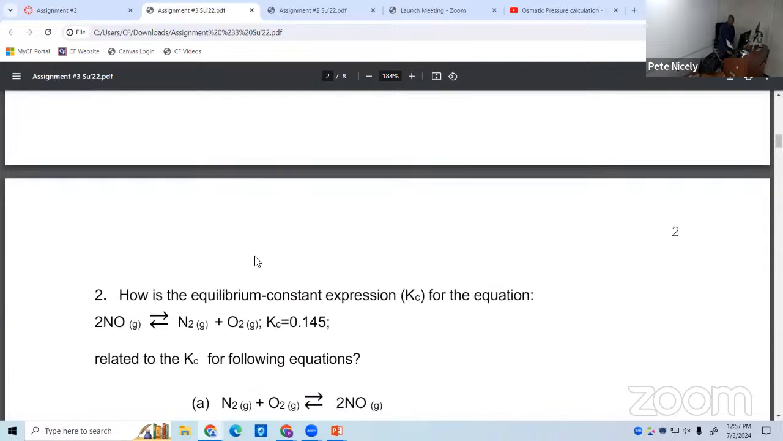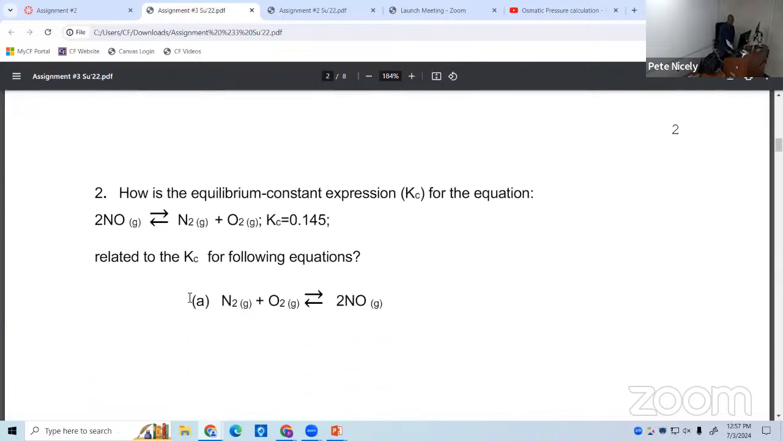So like in the case of this one right here. Yeah. This is the reverse of this. That means that the KC value for this would be one over the KC of. Yeah. Gotcha. Just for the calculation.